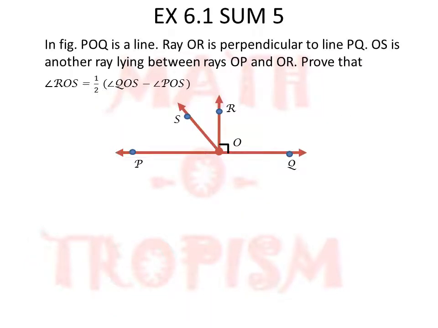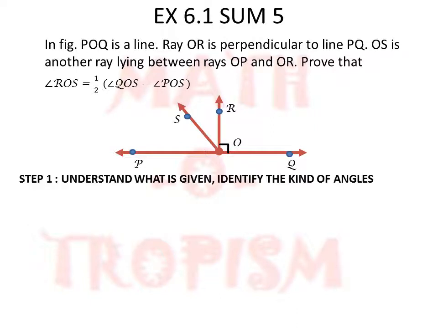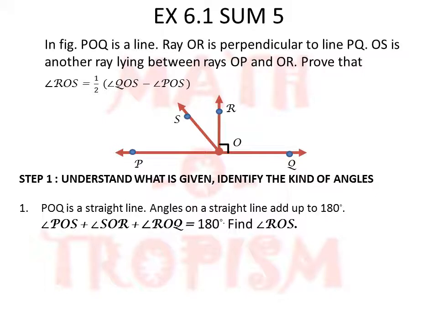So first, what we need to do is understand what is given and identify the kind of angles in this figure. POQ is a line. If POQ is a straight line, the angles on a straight line add up to 180 degrees. So the angles on the line, POS plus SOR plus ROQ, add up to 180 degrees. From this we can find ROS, which is the required one in the equation to prove.